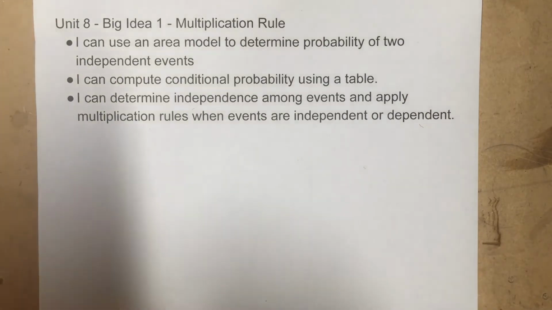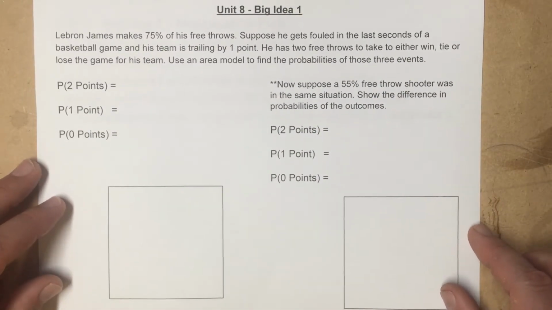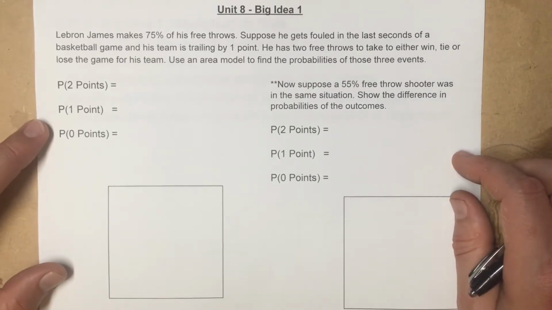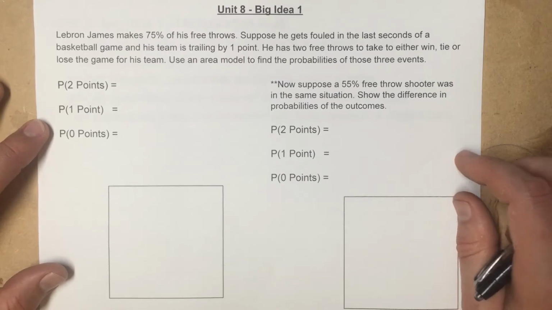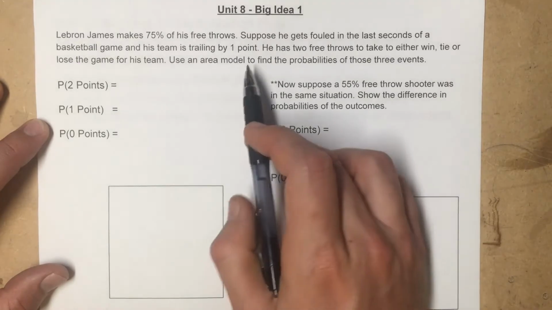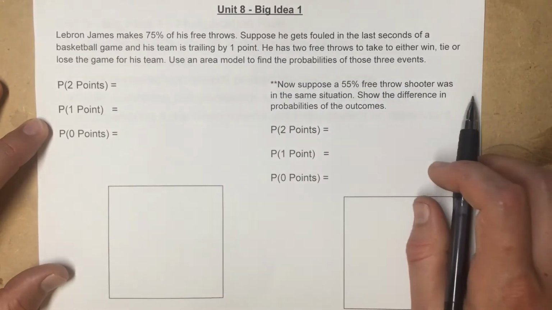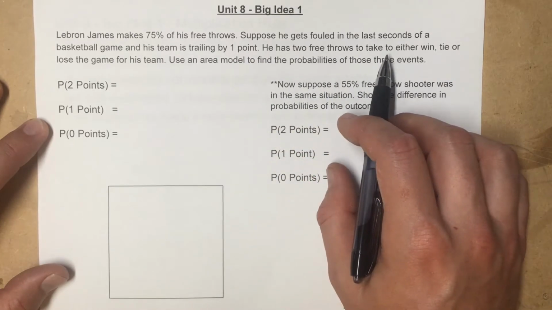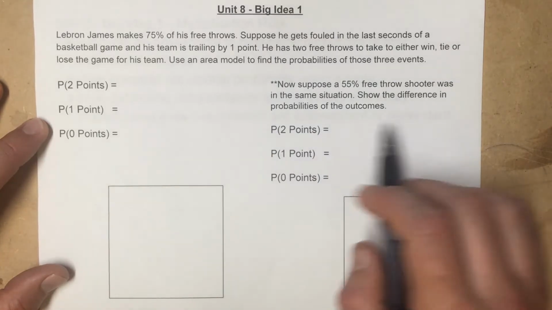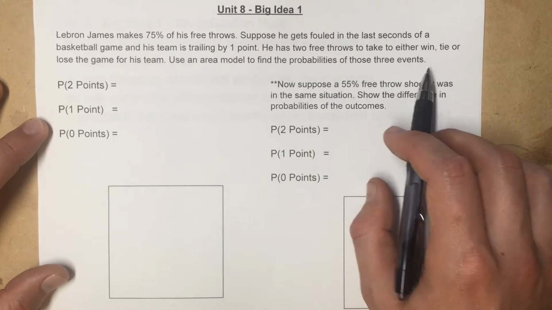And so for our problem today, we are going to use shooting free throws as kind of our example of how we're going to use an area model. So say LeBron James, he makes 75% of his free throws. And suppose he gets fouled in the last seconds of a basketball game and his team is trailing by 1 point. He has two free throws to take to either win, tie, or lose the game for his team. Use an area model to find the probabilities of these three events.